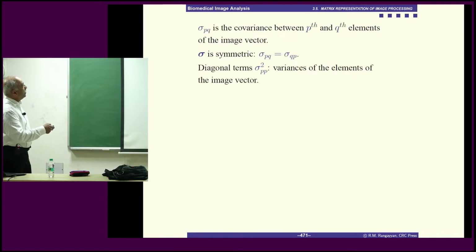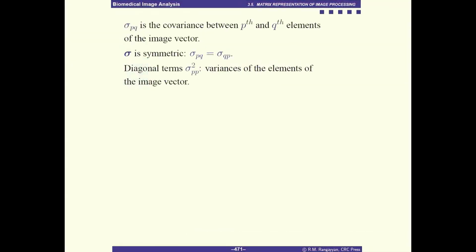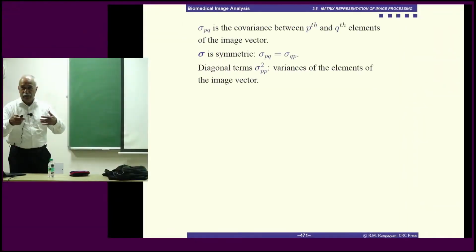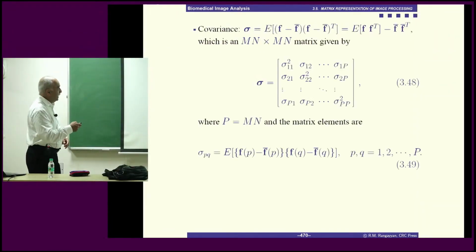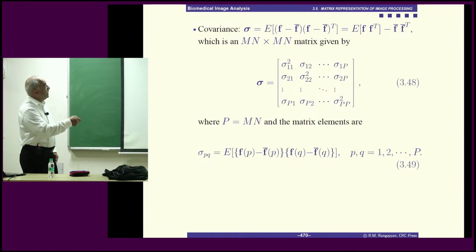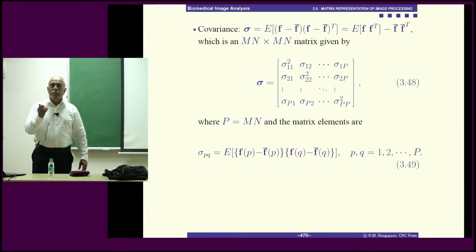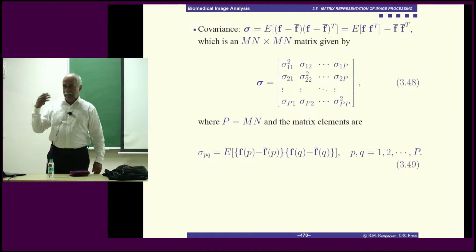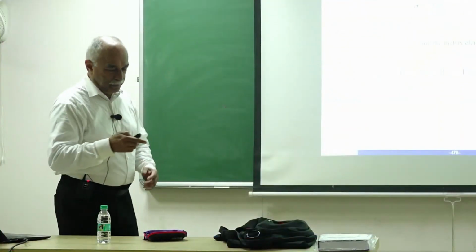So sigma PQ is the covariance between the pth and qth elements of the image vectors. Sigma is symmetric: sigma PQ is sigma QP. The diagonal terms are the variances of the elements of the image vector, of each one. But this is across a population. You need a population of images. You cannot compute this for one image. That's why we have the expectation operation. In practice, the expectation operation is replaced with a summation over a database of images.